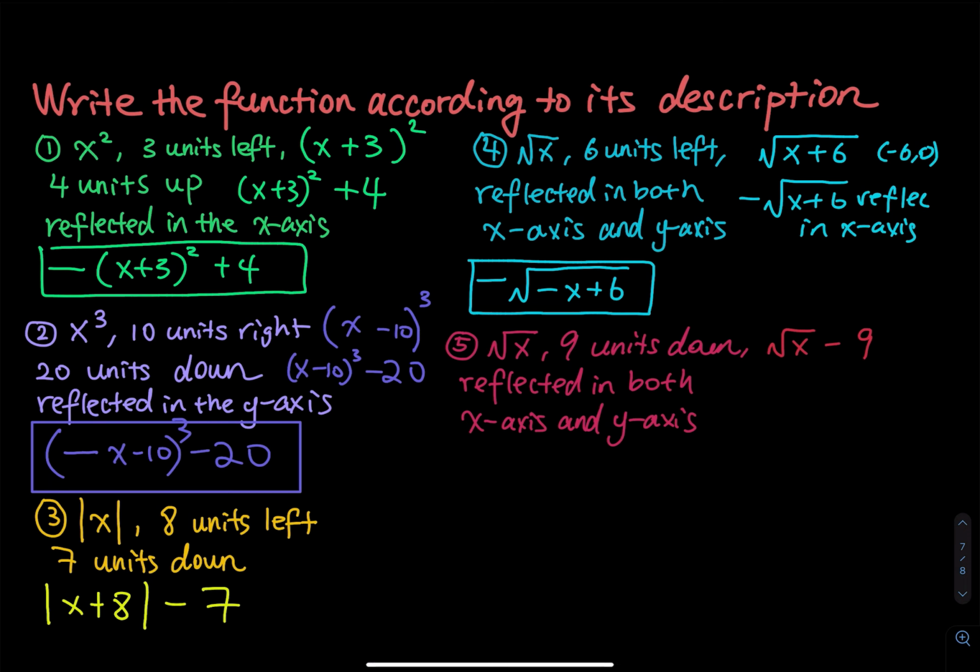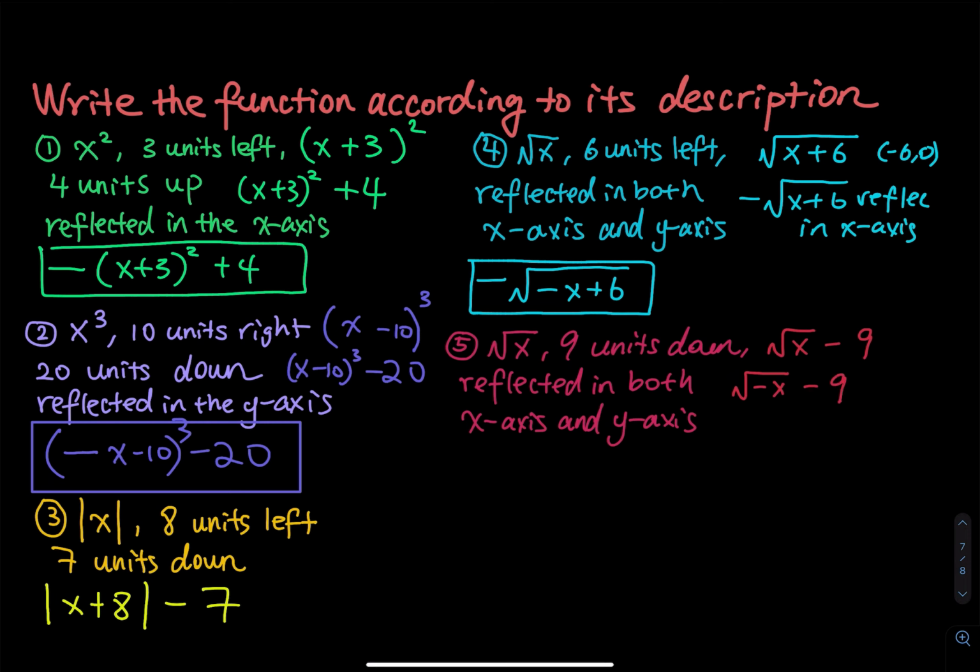So that is 9 units down. And then reflection in x and y. The best way to do it is to create a reflection in y first. That way, I will just do the square root of negative x minus 9.